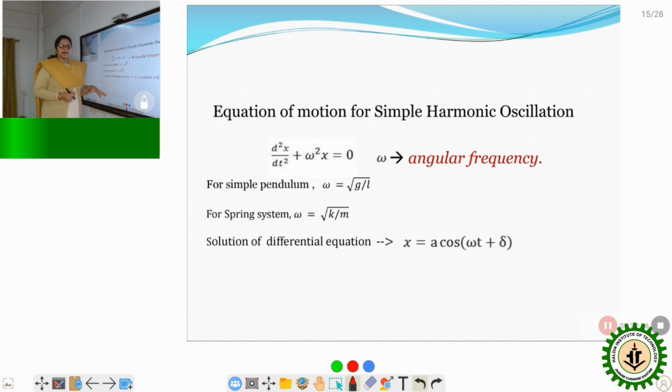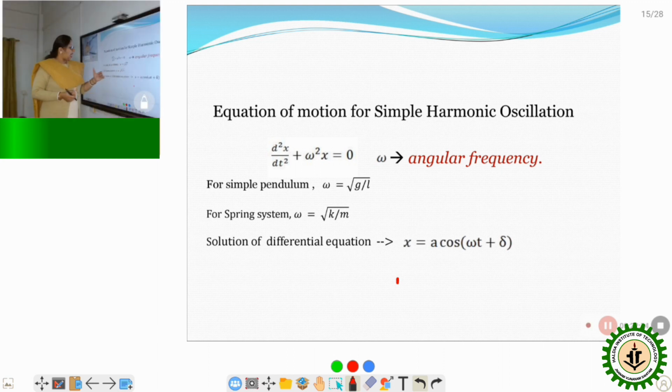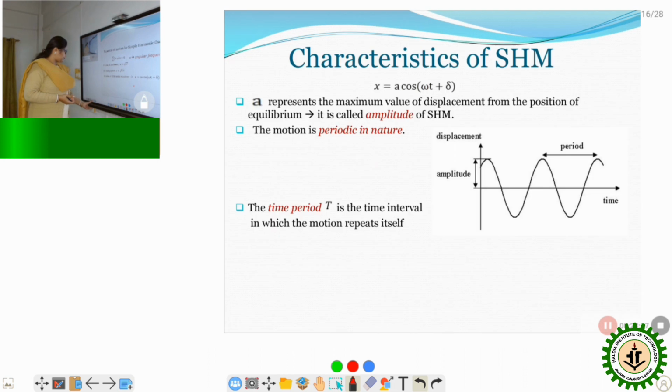In this slide, for your good understanding, I have summarized that this is the equation of motion and this is the solution for the case of simple harmonic motion. If we take a simple pendulum, then omega equals root over g by L is the angular frequency, and when we take a spring system, it will be root over k by m. So you can see that angular frequency is not a universal thing. It depends on which type of system you are considering. Depending on that, we get different values of omega.